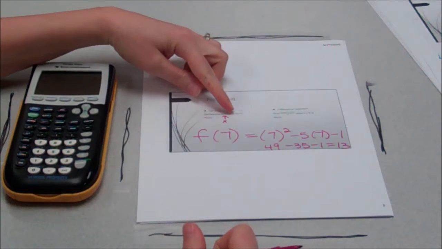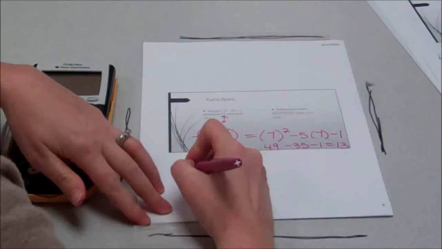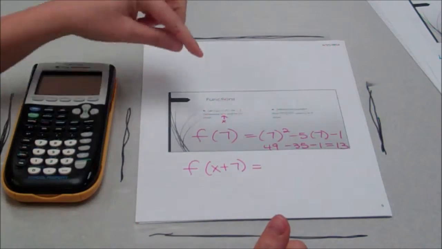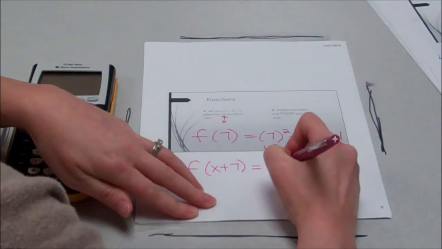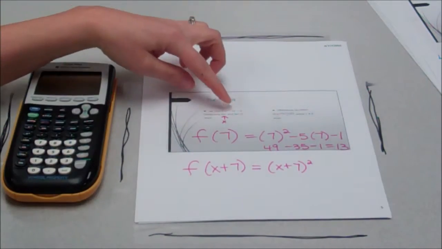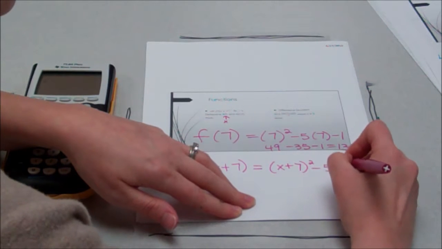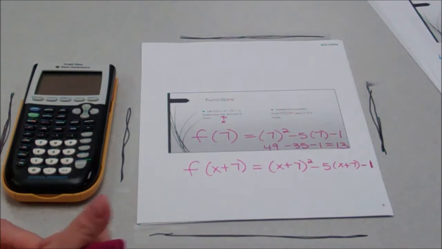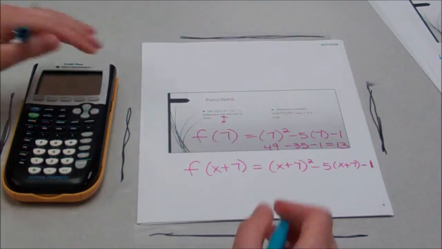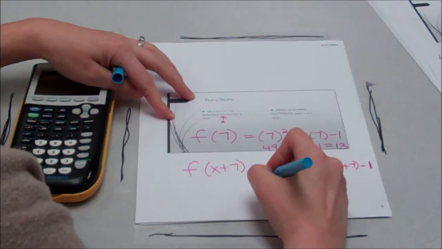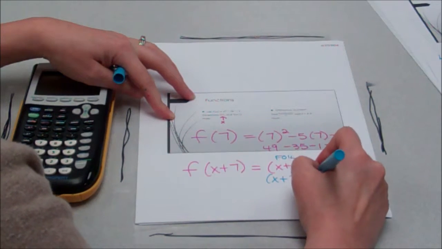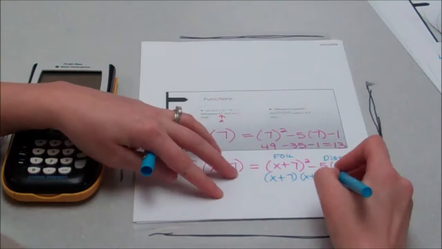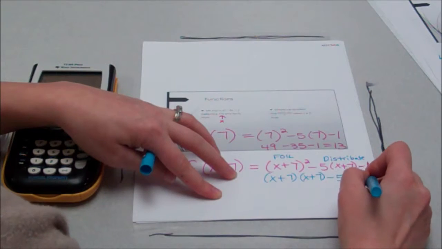It says to find f of x plus 7. So now you're adding extra algebra into your problem. Instead of just an x squared, it's x plus 7 squared. Instead of 5x, it's minus 5 times x plus 7, and then I still have that lonely minus 1. So I've got some work to do here. I have to take it one little bit at a time. I have to FOIL this because this is x plus 7 times itself, and I have to distribute this. So minus 5 times x plus 7, and I still have my minus 1.